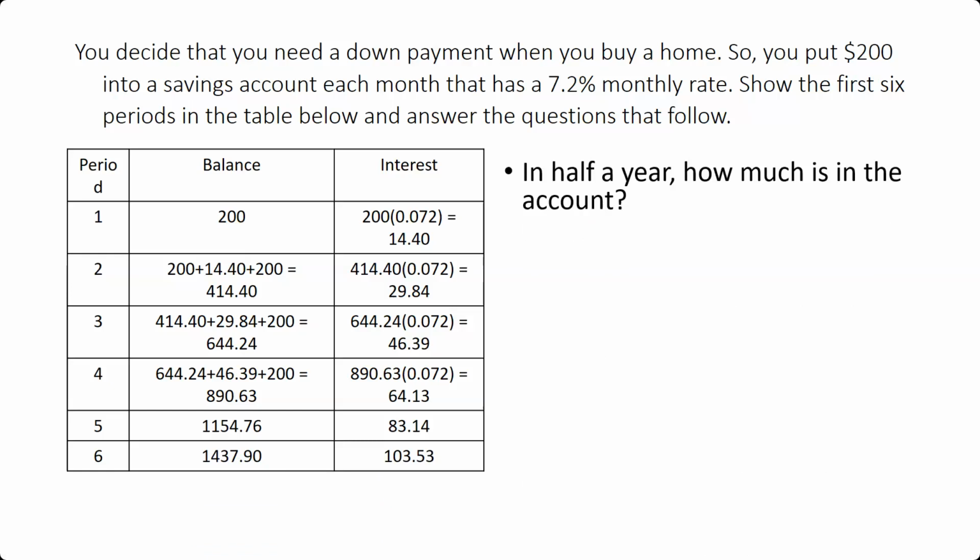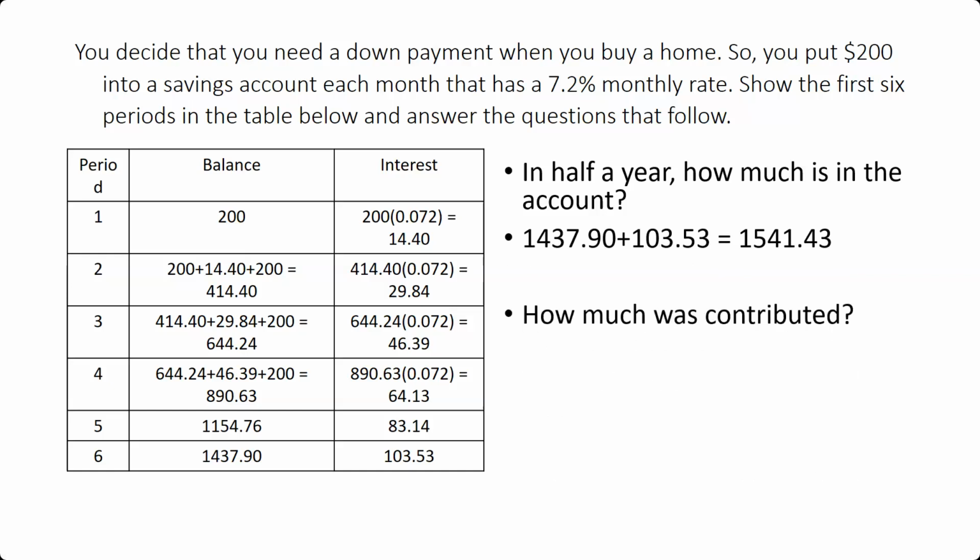So in half a year, because this would be 6 months, how much is in the account? How do we find out how much is in the account? Anyone? Well, when your statement comes, it's going to say previous balance 1437.90 plus interest of 103.53. If you add those together, that's how much is in the account. Any questions?